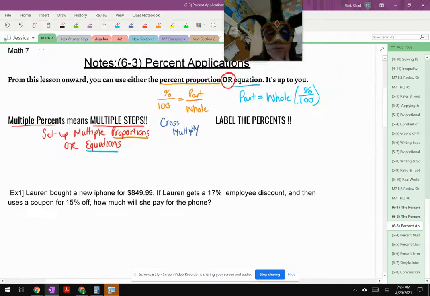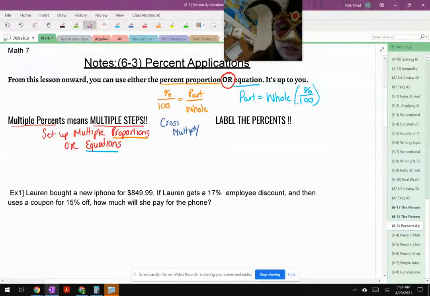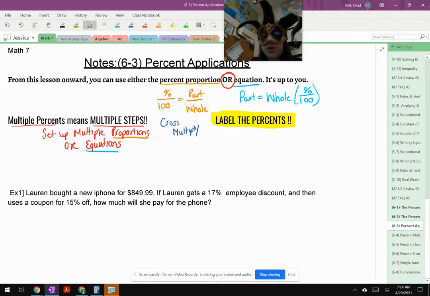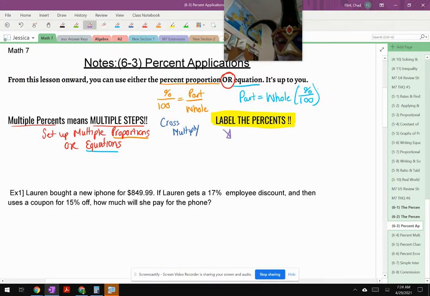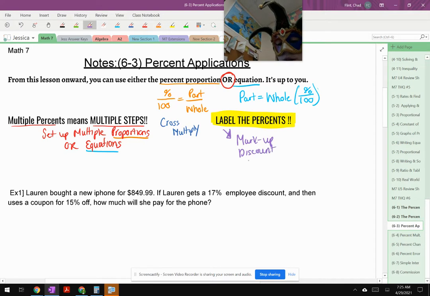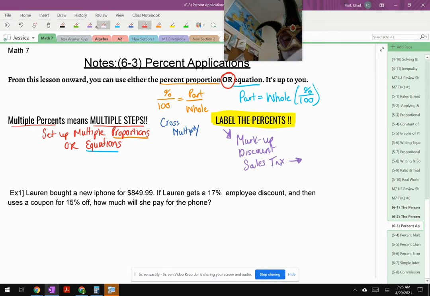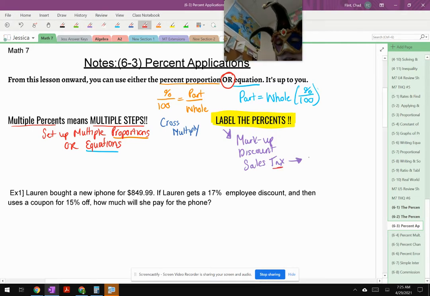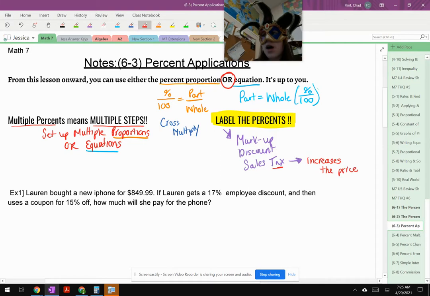The most helpful thing when you're doing this is going to be to label the percents. When you're putting the percentage in, put a little arrow that says it's a markup or discount or sales tax. Sales tax was not something we talked about in our last lesson, but any kind of tax increases the price, just like a markup does.